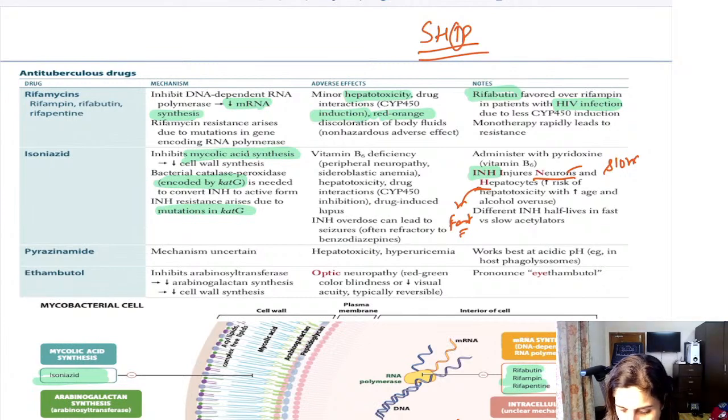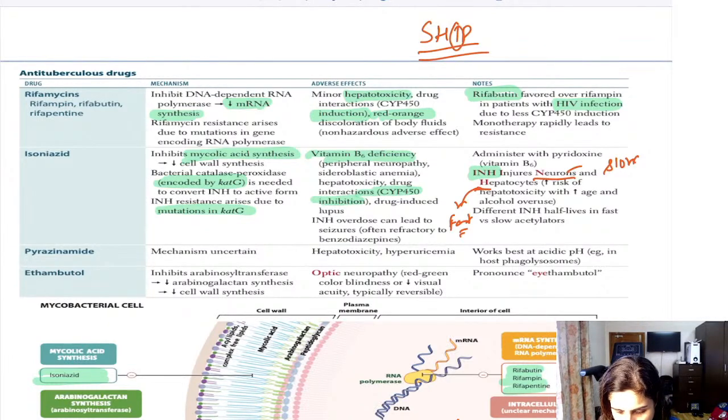ठीक है. And peripheral neuropathy में that is due to the deficiency of vitamin B6 or another name जिसको हम pyridoxine कहते हैं. So you have to give pyridoxine alongside whenever you are giving isoniazid. ठीक है. Yes, SHIP drugs. Yes, SHIP drugs cause the SLE also. Very good. So ये CYP inhibitor होता है INH. It is not an inducer, it is a CYP inhibitor.